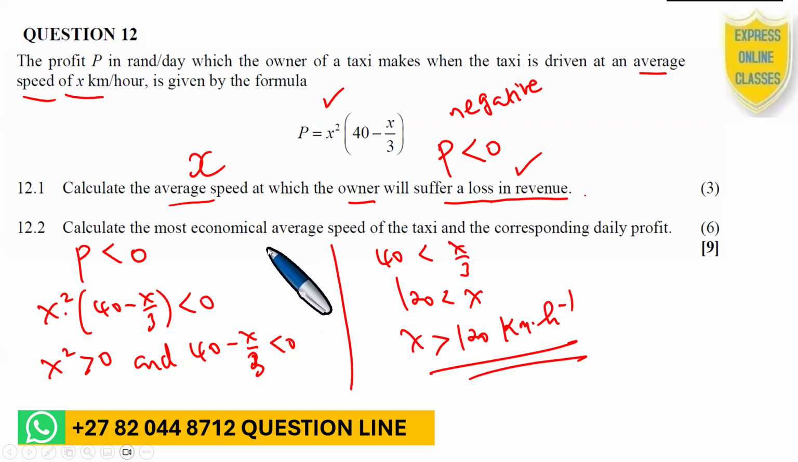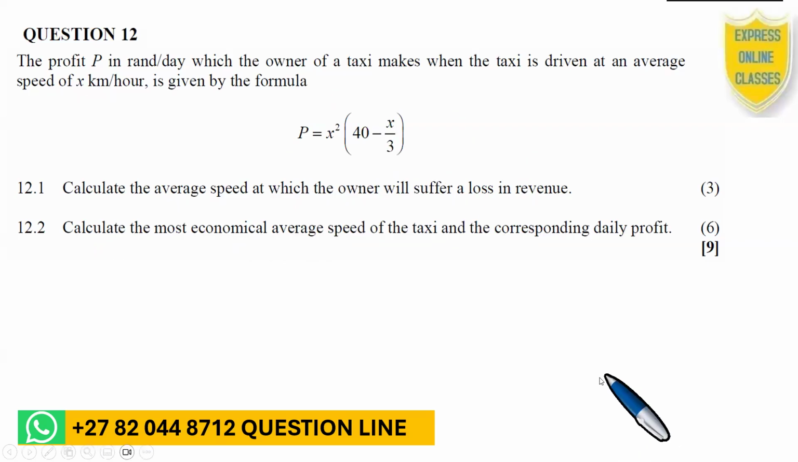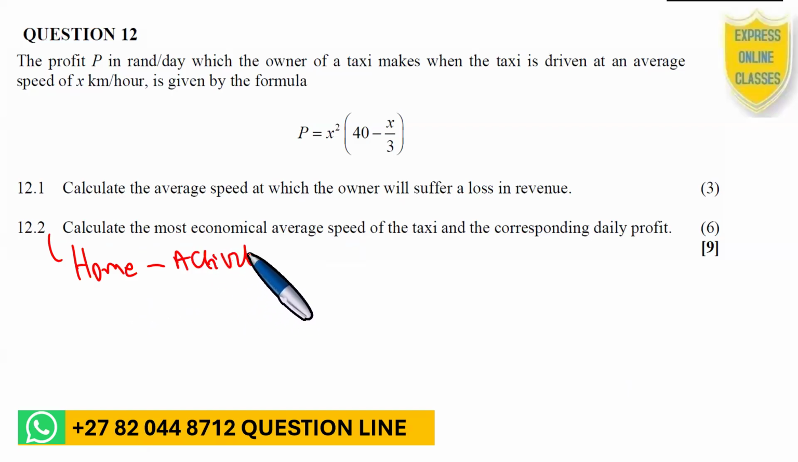So now try 12.2 when you're done. I can see the time. Maybe I can give you that one as homework. I wanted us to do it, but it's okay, because I can see we're running beyond the time. So this one is going to be your home activity. You think about it. I'm going to send you the recording in the next couple of minutes for sure. I know I need to send the previous recording. So calculate the most economical average speed of the taxi and the corresponding daily profit. The marks are 6 there. That's your home activity for tonight.